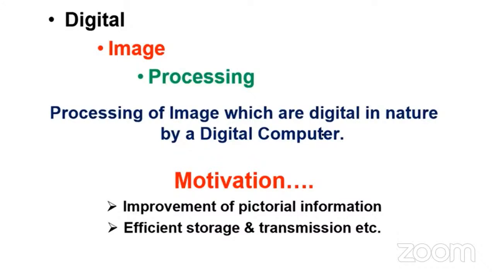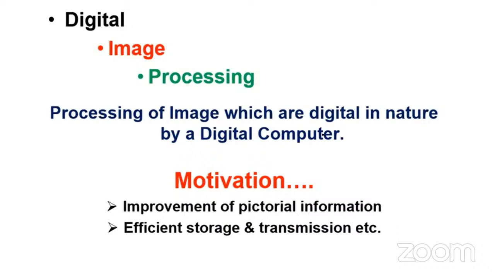Why do we have to look for efficient storage? Instead of saving 250 KB, we can reduce the size, maybe make it 50 KB or 100 KB. Then obviously efficient storage and transmission also become fast because we reduce the size. That is what we can call image compression.